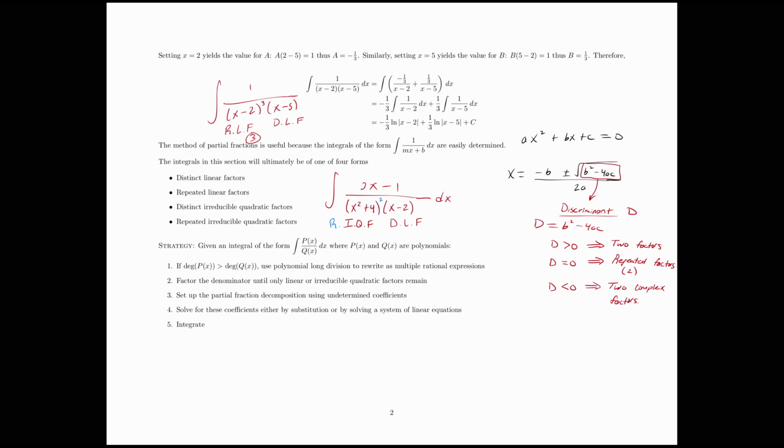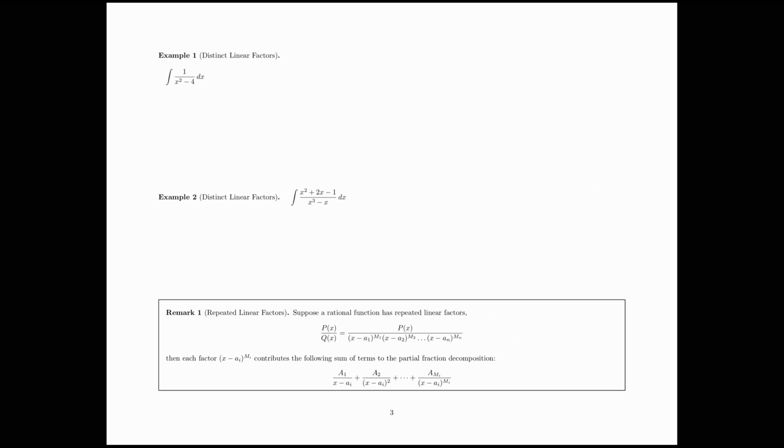So this D greater than 0, this would be distinct linear factors. If we have D equals 0, then this would be repeated linear factors. And if D is less than 0, we would have irreducible quadratic factors. Okay. With that being said, let's figure out how to handle each case.